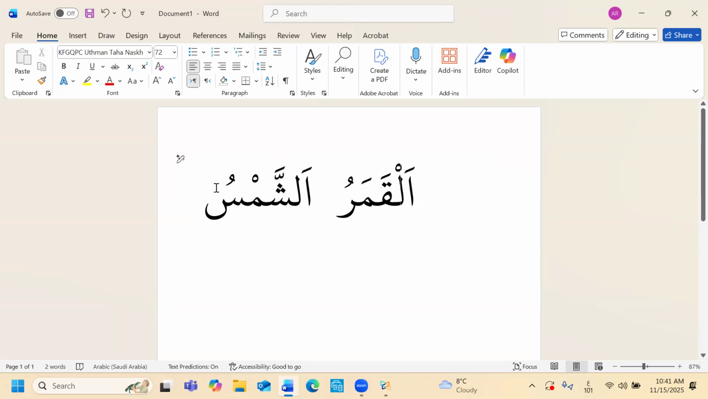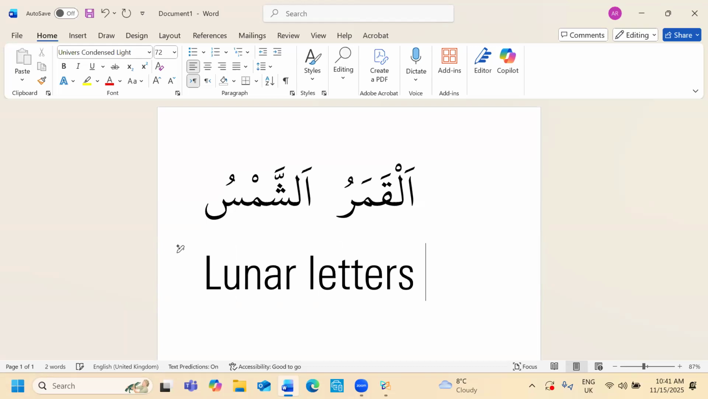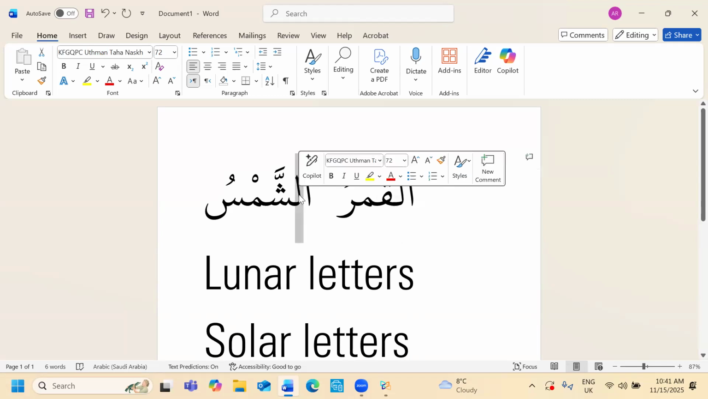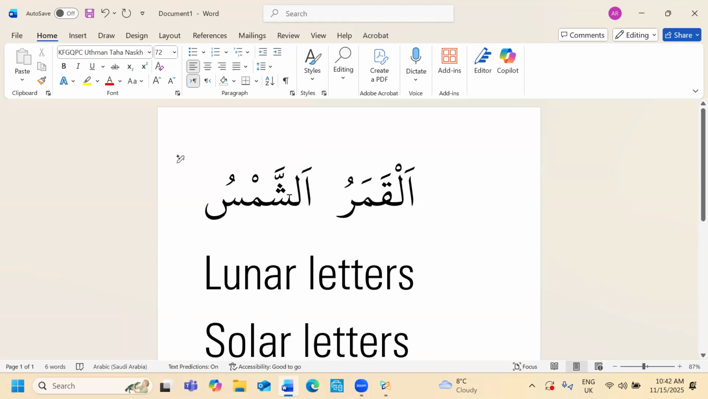So this brings up the discussion of Qamari letters versus Shamsi letters. There are lunar letters, Qamari, and there are solar letters. Lunar letters mean you pronounce the lam of the al. Solar letters, you don't pronounce it. You write it, but you don't pronounce it. So it's written with a shadda.